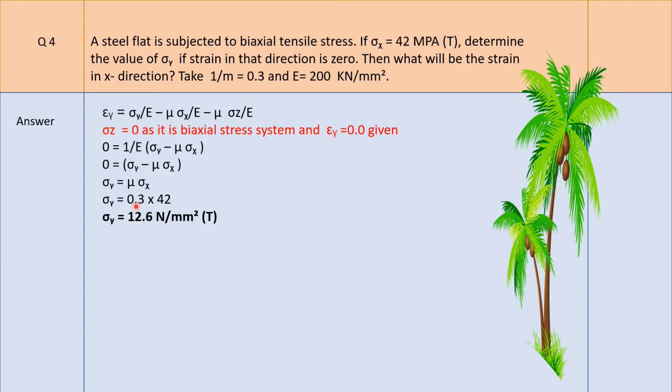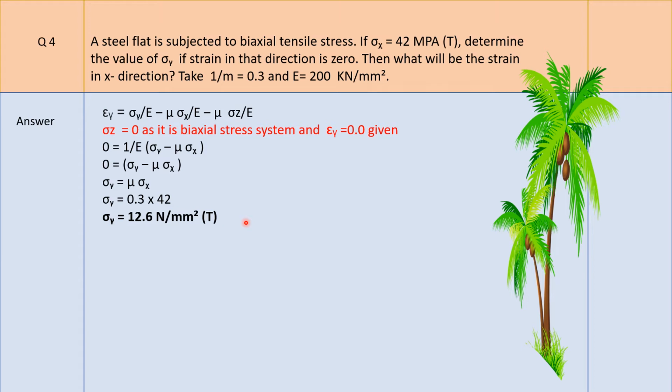Substitute value, mu is 0.3, sigma x is 42. Here sigma x given is 42 tensile and mu is 0.3. So 0.3 into 42, 12.6 Newton per mm square tensile. It is such a simple problem. The only thing is you have to understand what they are saying in the problem. If you understand the problem, then it is very easy. The calculations are not at all difficult.